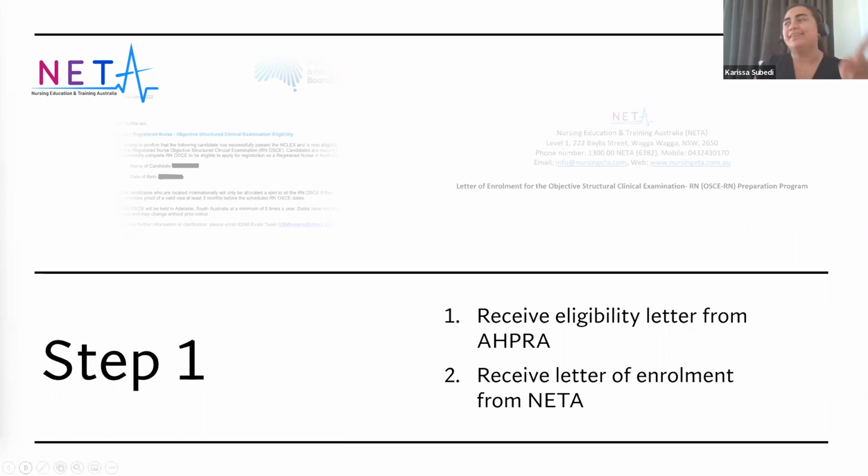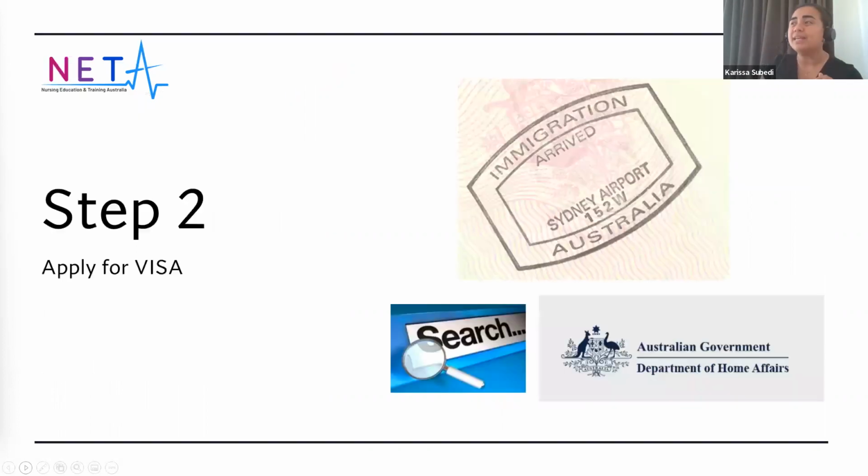So step one, pay your APRA OSCE fee, and your step two is enroll with NETA and get those two strong documents, and you can apply for your visa. The application of your visa will depend on your situation and also will depend on your goal and also will depend on your budget, as what we have spoken a while ago.